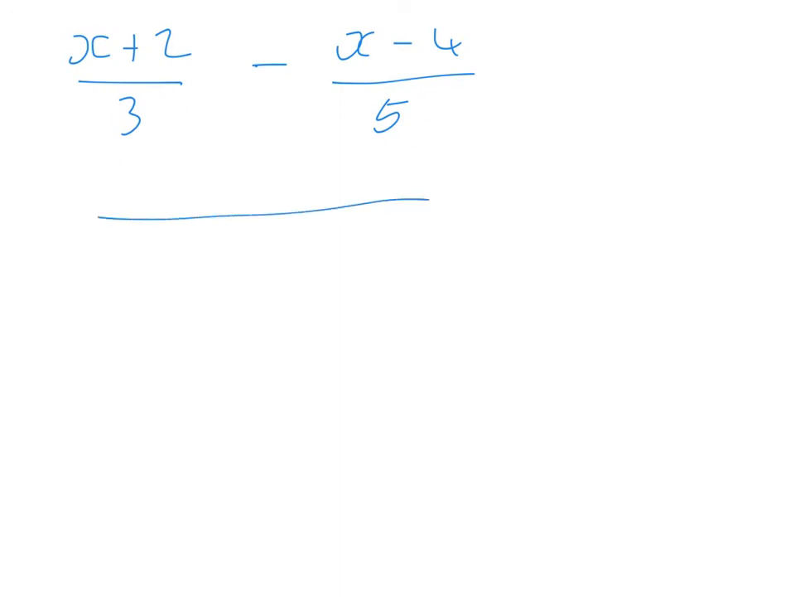Okay, let's say we have x plus 2 over 3 minus x minus 4 over 5. Okay, so again, we need a common denominator. 3 multiplied by 5 is 15. So 15 is our common denominator. 3 into 15 goes 5 times. And we multiply that by our numerator, which in this case is x plus 2.